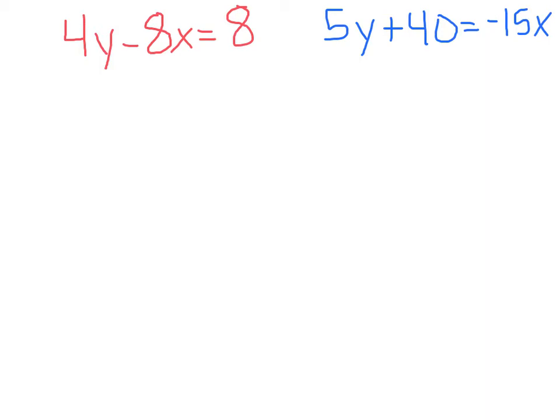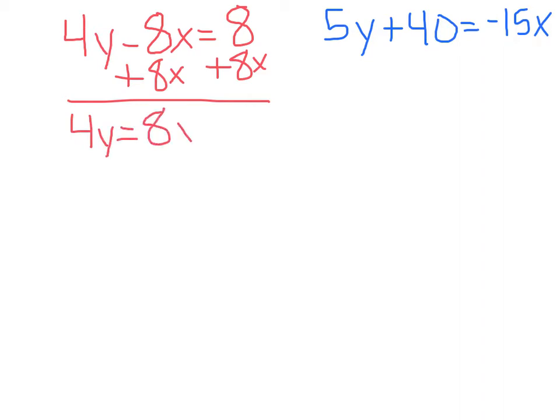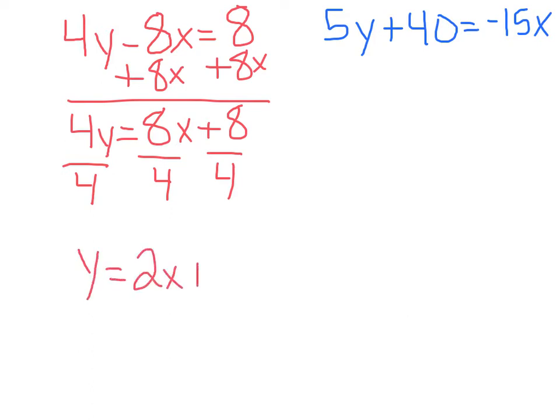For the red line, I would add 8x to both sides and get 4y equals 8x plus 8. Then I would divide both sides by 4 to get y by itself, and I would end up with y equals 2x plus 2.